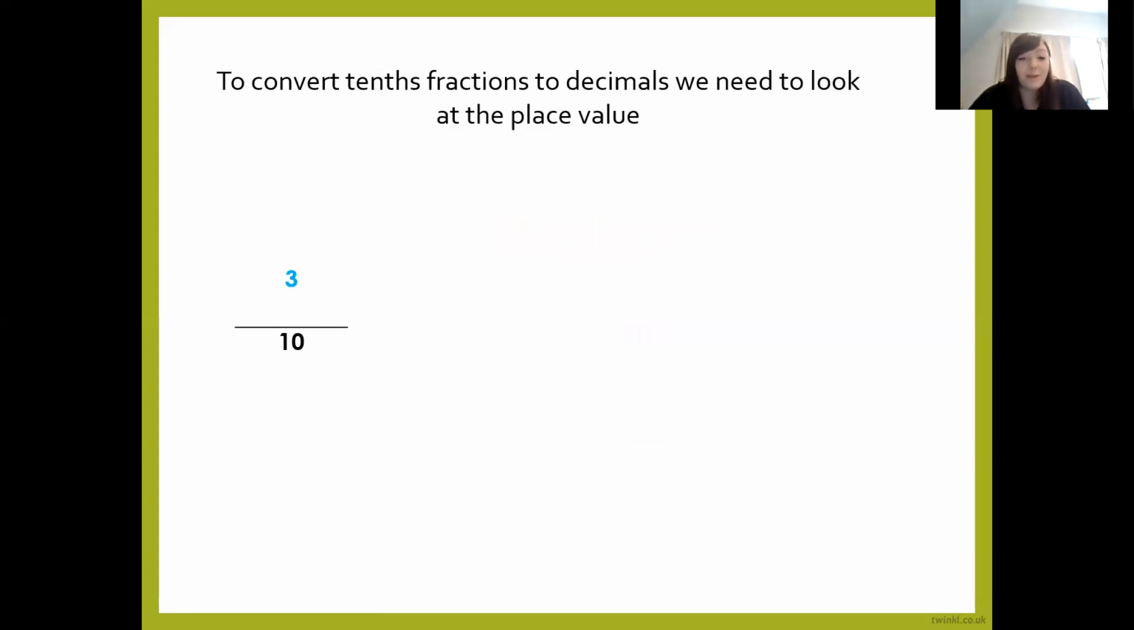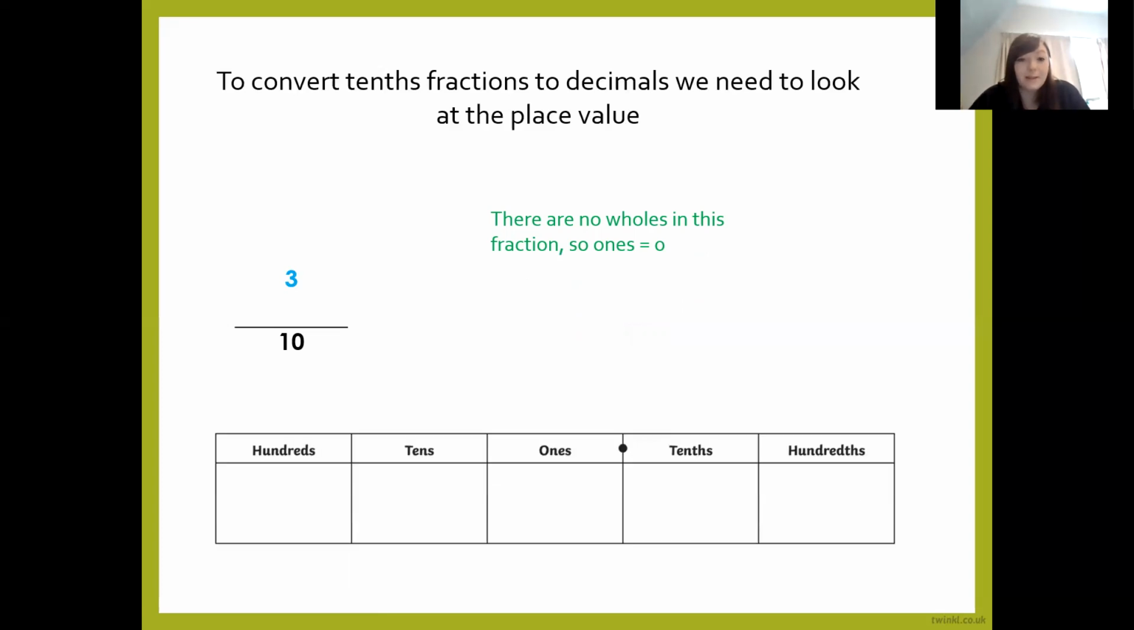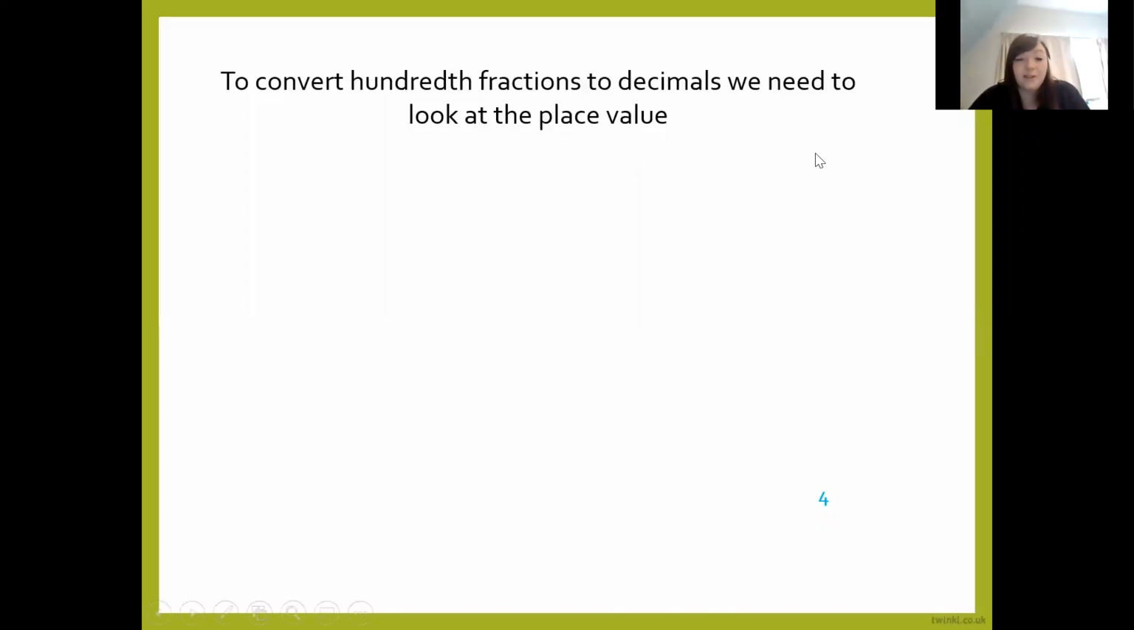Again, here we have 3 tenths. There are no whole numbers. So we put 0 in the ones column. How many tenths are there? Good, there's 3. So we put 3 in the tenths column. So 3 tenths can be written as 0.3. To convert hundredths fractions, we are going to look at our place value grid again.